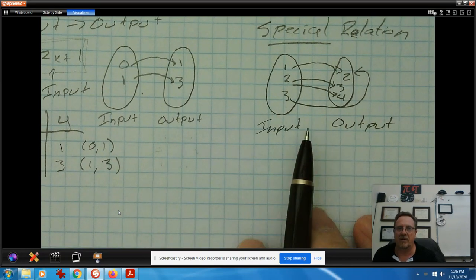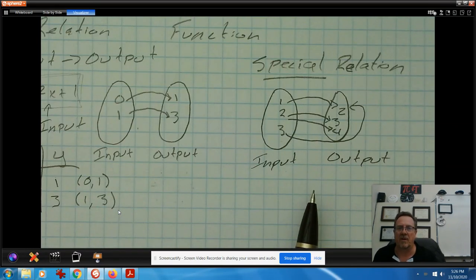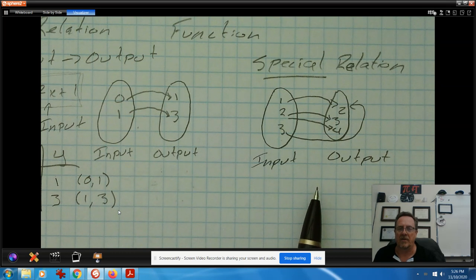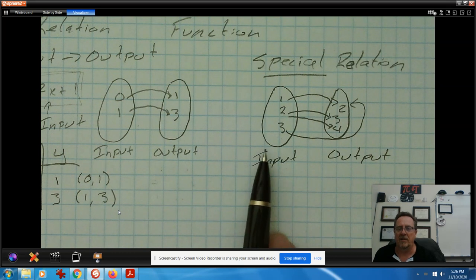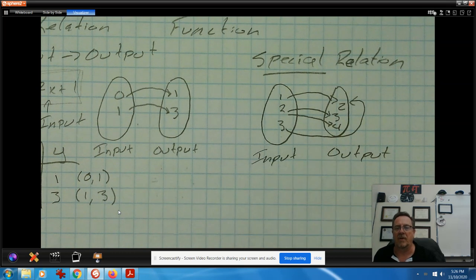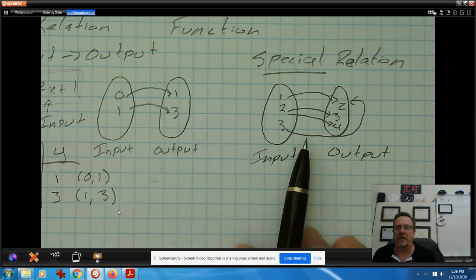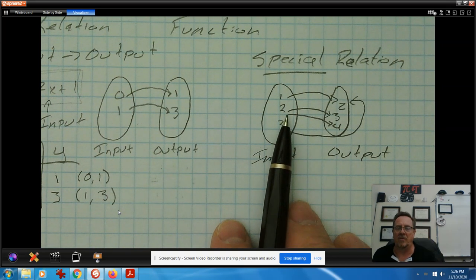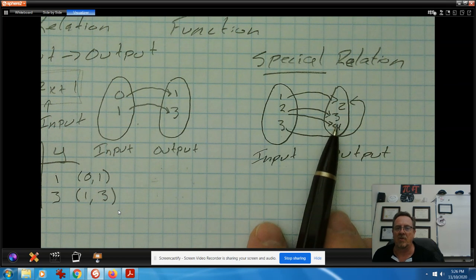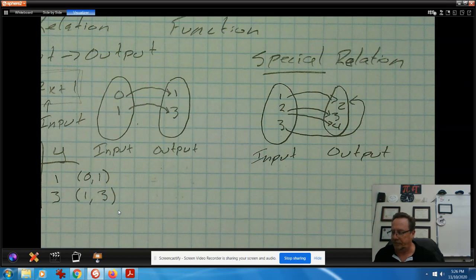We're talking about this special relation, which we call a function, and all it says is that each input should only get mapped to one number in the output, and that would make it a function. If it's not a function, then one or more of your numbers in the input is going to go to two or more numbers in the output, and that would make it not a function.